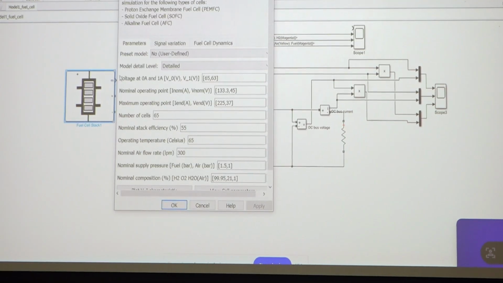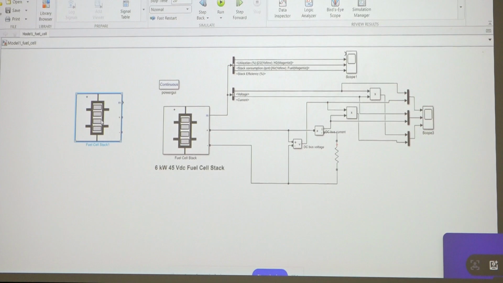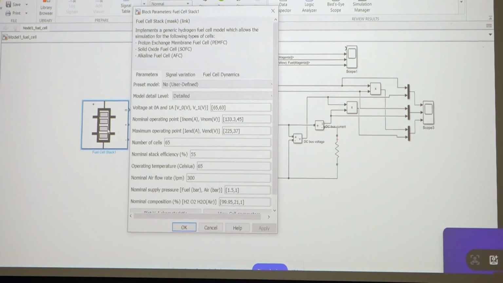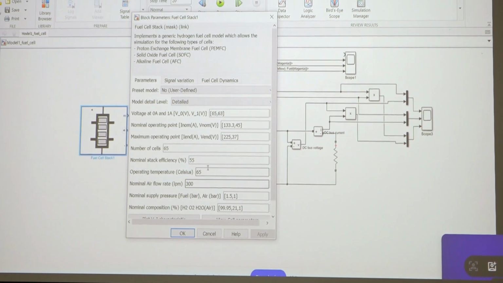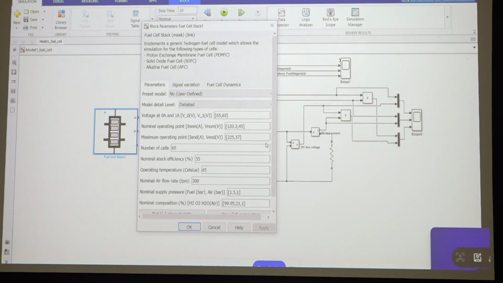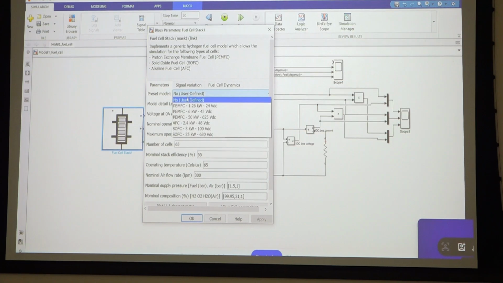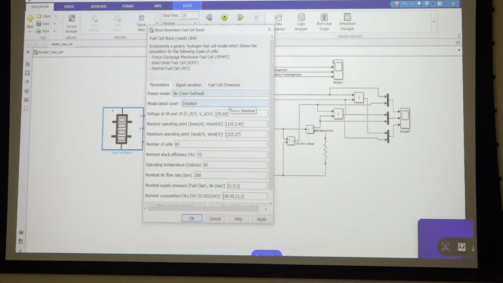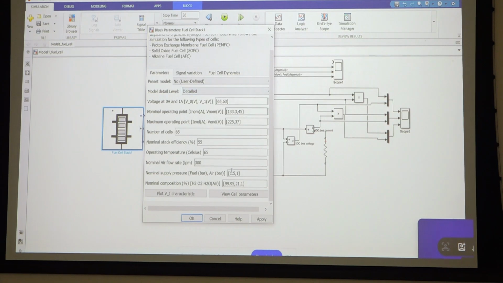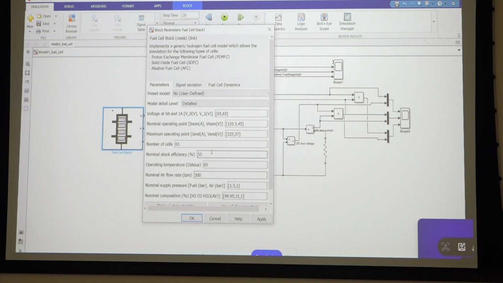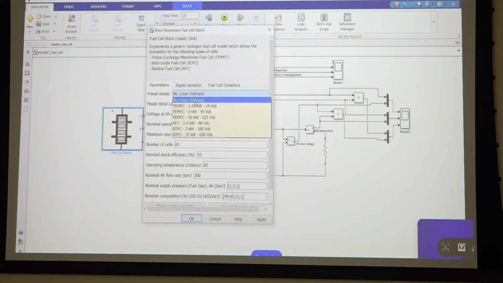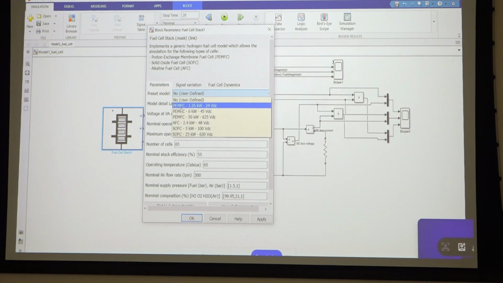If you double click the fuel cell stack block, here we can see you can use your own developed model, or you can use a built-in preset model provided by MATLAB. If you choose this one, you can provide the details of your own developed model in the remaining fields below. There are also some built-in stacks. This is a proton exchange membrane fuel cell.